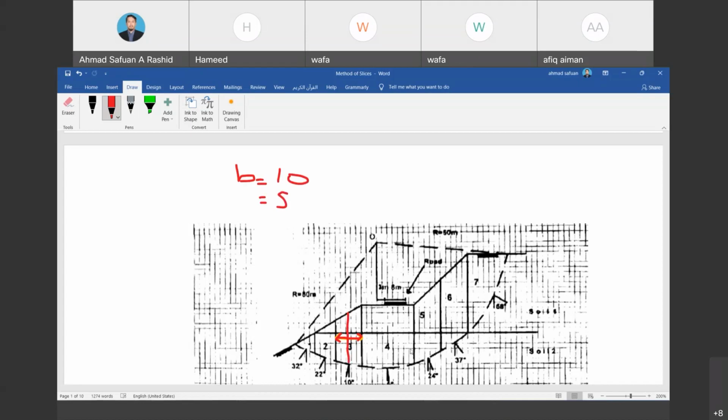So this will be the width. Since the slice has two types of soil material, soil number 1 and soil number 2, in order to obtain the W, first we need to determine the height of soil number 1 times the width of soil number 1, plus the height of soil number 2 times the width of soil number 2.